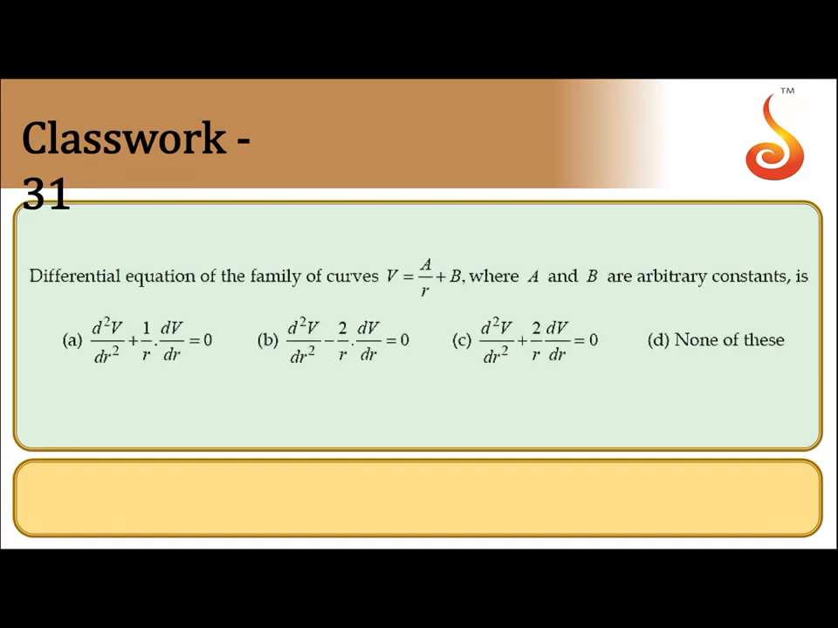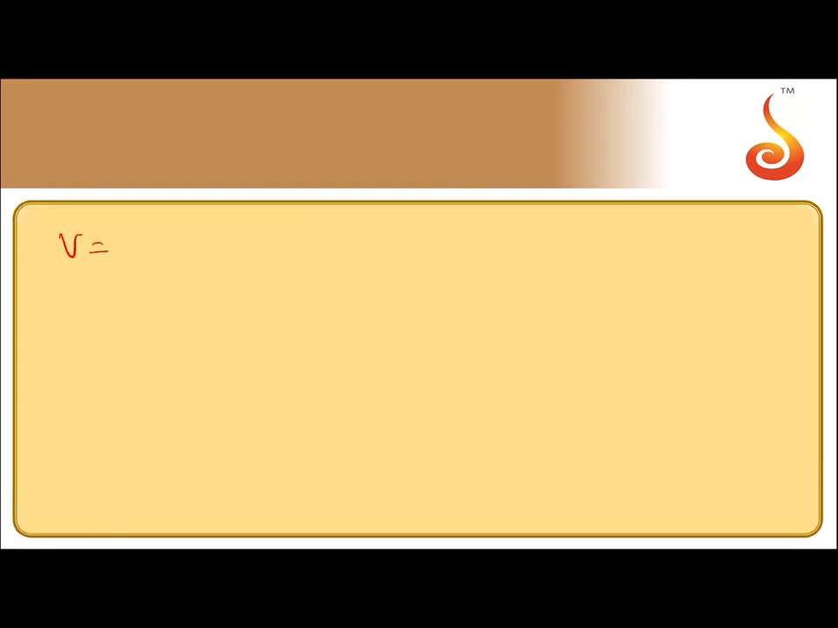Coming to the differential equation of the family of the curves, V is equal to A by R plus B, where A and B are arbitrary constants. To eliminate them, you have to differentiate twice. Let me take up V is equal to A by R plus B. Let me take the derivative.